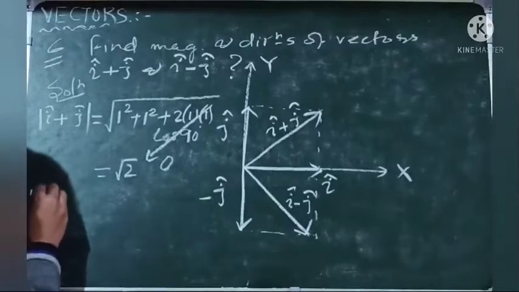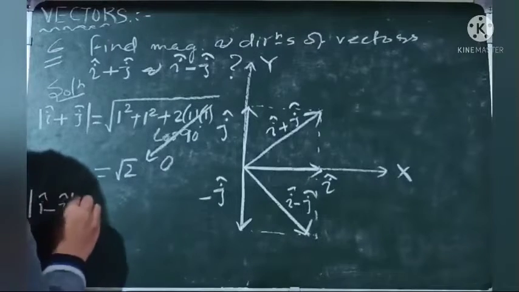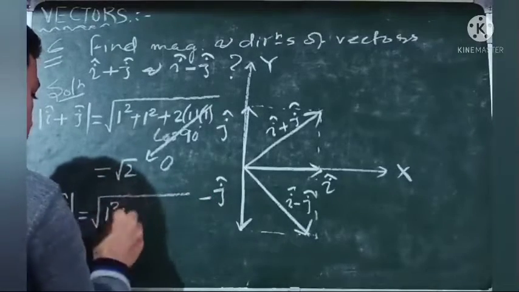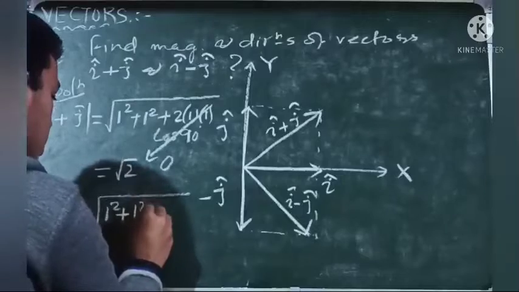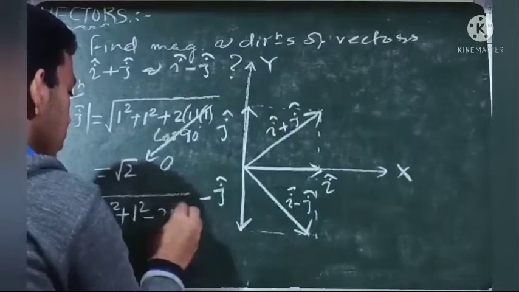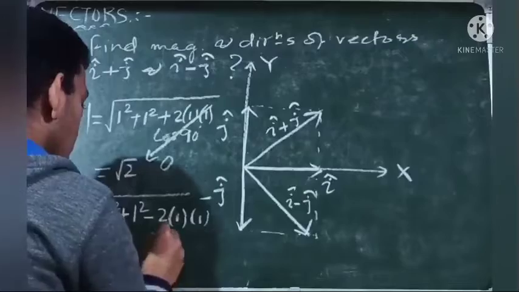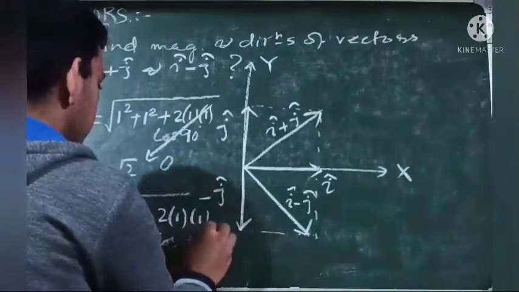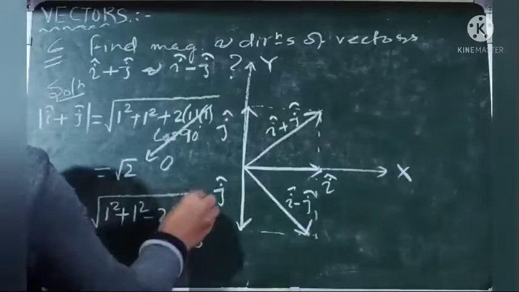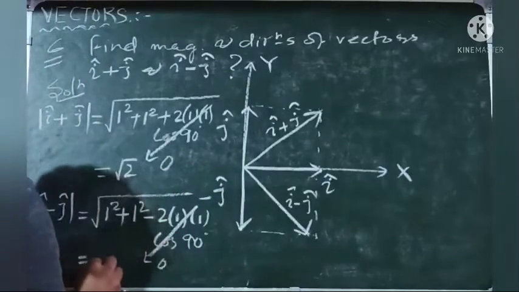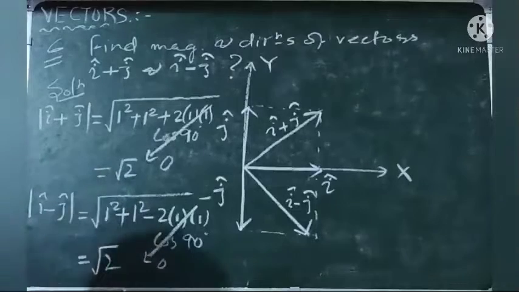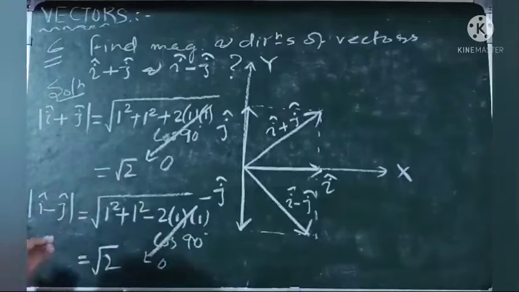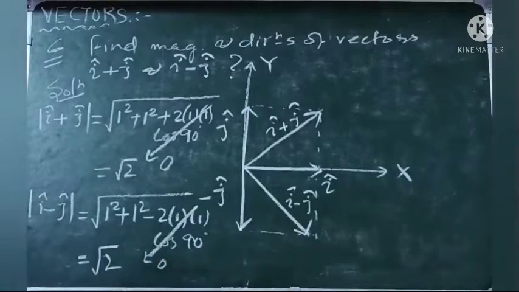Similarly, we can find the magnitude of i cap minus j cap is equal to square root of magnitude of i cap whole square, which is 1 square, plus magnitude of j cap whole square, which is 1 square, minus 2 times magnitude of i cap, magnitude of j cap, cos of the angle between i cap and j cap, which is 90 degree. Again, cos 90 is 0, therefore this term gets cancelled, and we are getting square root of 2. That means the magnitude of i cap plus j cap is also root 2, and the magnitude of i cap minus j cap is also root 2.